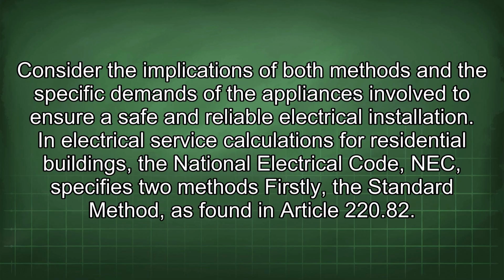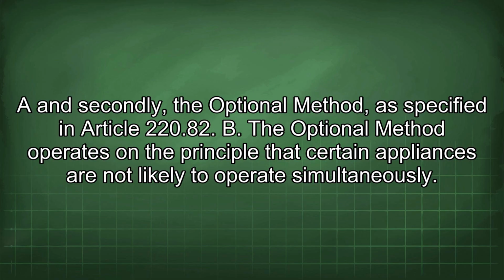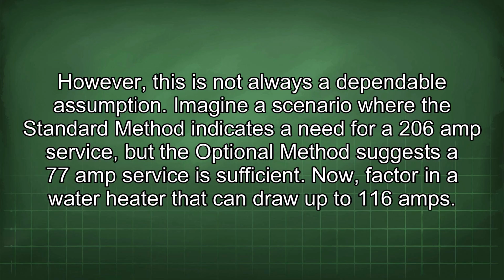In electrical service calculations for residential buildings, the National Electrical Code (NEC) specifies two methods. Firstly, a standard method, as found in Article 220.82, and secondly, the optional method, as specified in Article 220.82(B). The optional method operates on the principle that certain appliances are not likely to operate simultaneously. However, this is not always a dependable assumption. Imagine a scenario where the standard method indicates a need for a 206 amp service, but the optional method suggests a 77 amp service is sufficient.